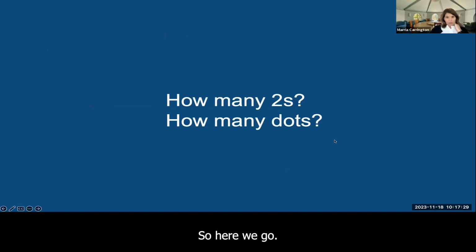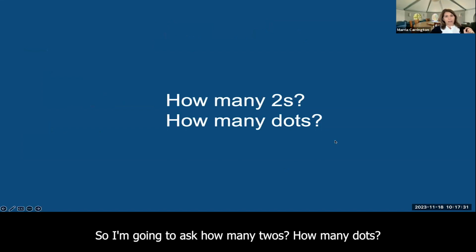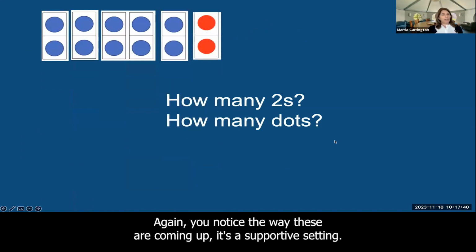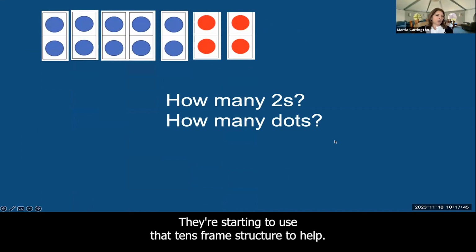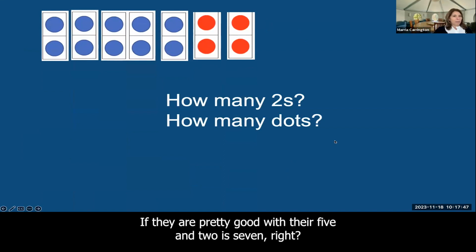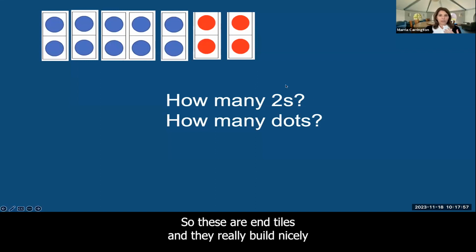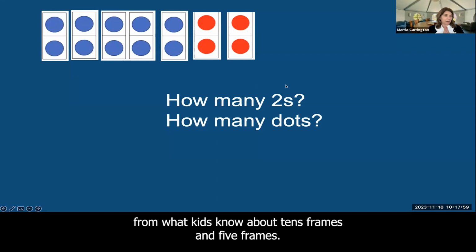So here you go. I'm going to ask how many twos, how many dots? How many twos, how many dots? Again, you notice the way these are coming up, where it's a supportive setting, they're starting to use that tens frame structure to help. If they are pretty good with their 5 and 2 is 7, right? They're going to see that there are 7 here. So these are end tiles, and they really build nicely from what kids know about tens frames and 5 frames.